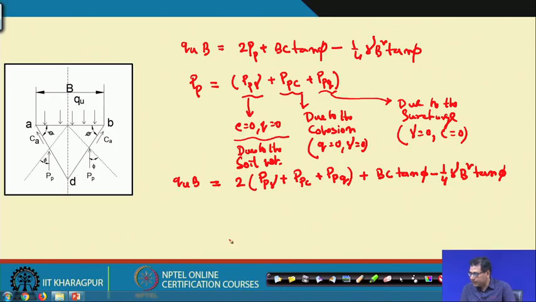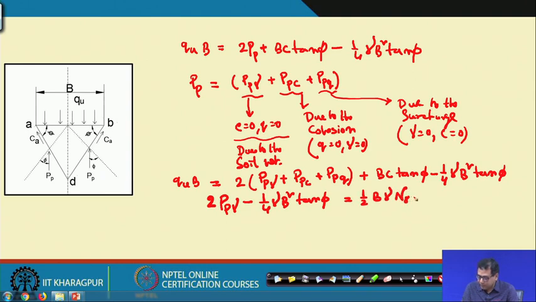So, the final form of the equation is, we can write that all the gamma components: 2 PP gamma minus 1/4 gamma B square tan phi is equal to half B gamma N gamma. And all the cohesion components: 2 PPC plus BC tan phi is equal to B into C N C.